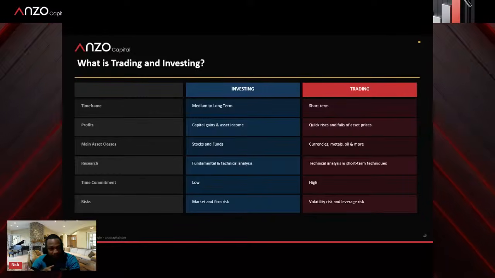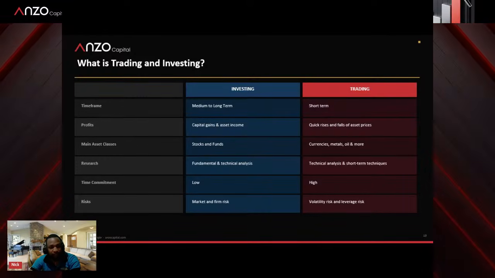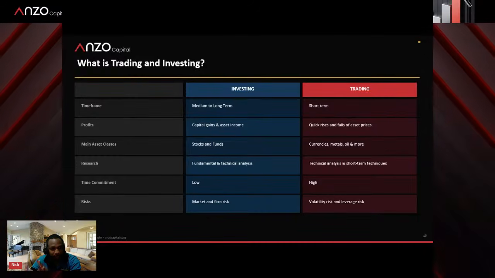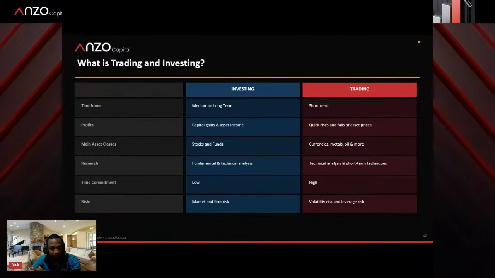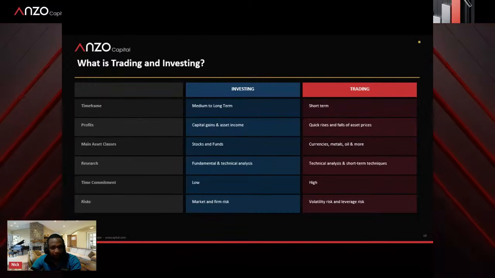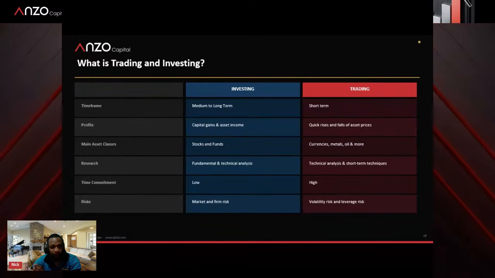All right. So we're going to be looking at the difference between trading and investing, and all of these differences we're going to place on 6 key pillars, which are the time frame, the profits that you make or target, main asset classes, the research, time commitment, and the risk. All right. So trading versus investing.